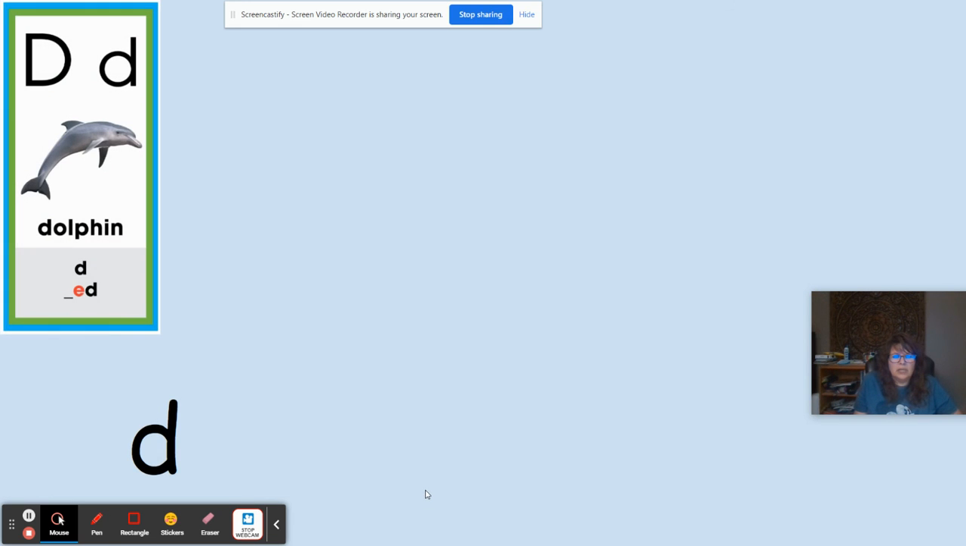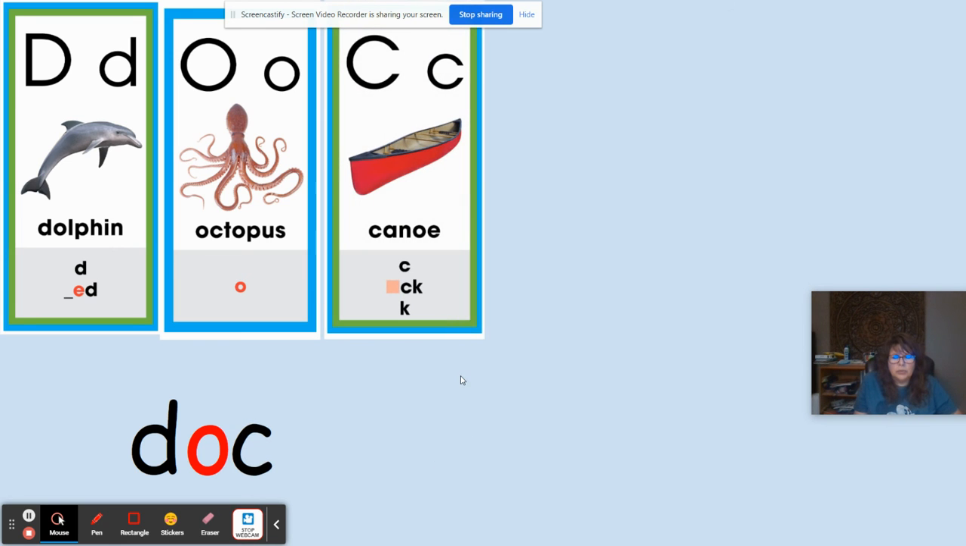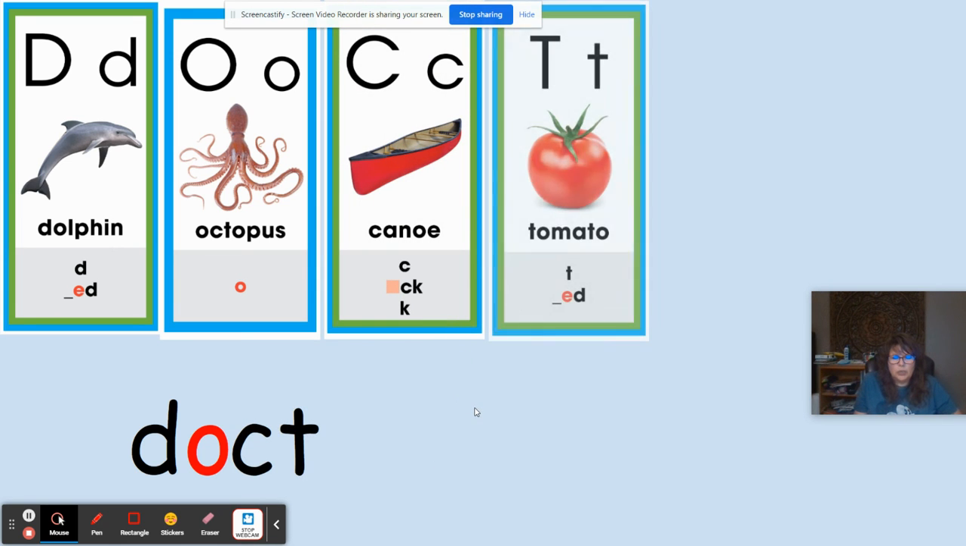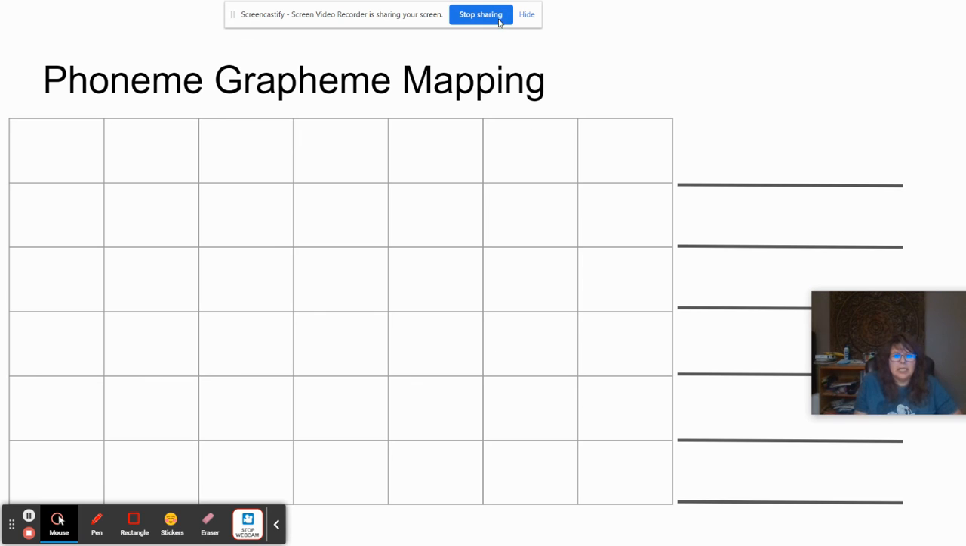D, like in dolphin. O, like an octopus. C, like in canoe. T, like in tomato. Then OR, like in the suffix OR. And the word is doctor. Now remember, this one does not follow the English language. You just have to memorize it. It comes from the Latin. And that's the end of the lesson.